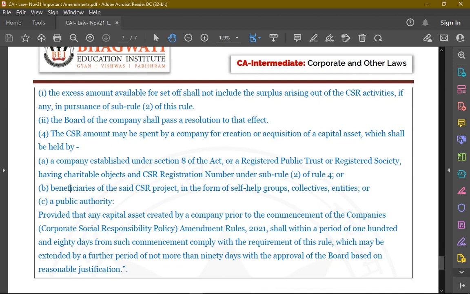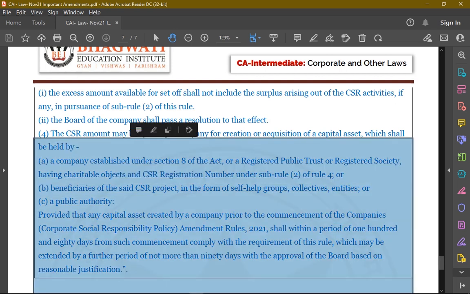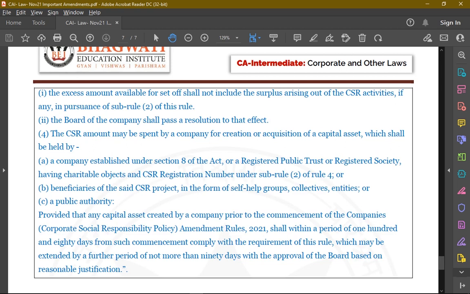Then other beneficiaries of the project, whether any group or any entities, any public authority as mentioned by the government, they have a right to hold it. No one else other than them can hold it. So today, students, the company cannot hold that capital asset. Only those entities which have the CSR registration number and other specified authorities have the right to hold that capital asset for the benefit of the society. The company cannot hold it in its own balance sheet for its purpose.